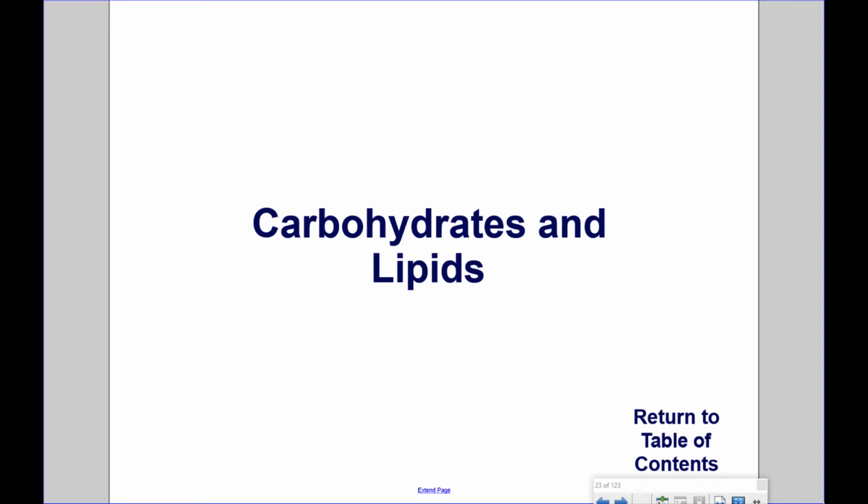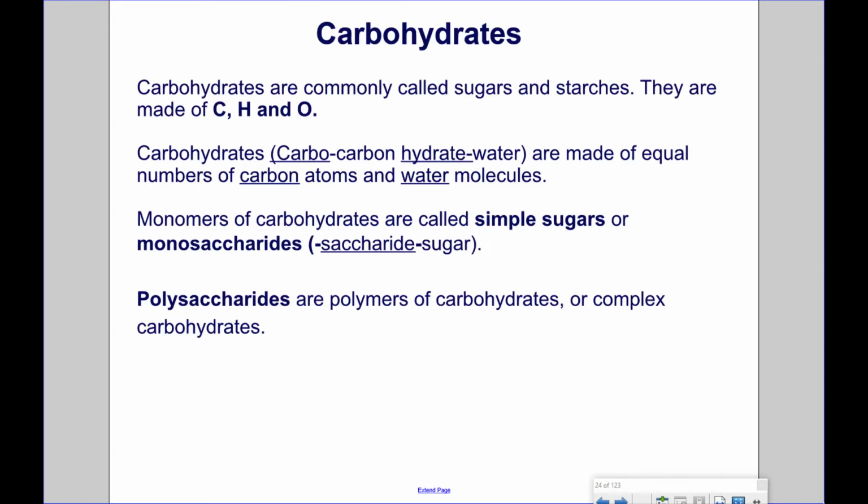Carbohydrates and lipids. Carbohydrates. Carbohydrates are commonly called sugars and starches. They are made of carbon, hydrogen, and oxygen. Carbohydrates, the carbo stands for carbon, the hydrate stands for water, are made of equal numbers of carbon atoms and water molecules. Monomers of carbohydrates are called simple sugars or monosaccharides. Saccharide means sugar. Polysaccharides are polymers of carbohydrates or complex carbohydrates.